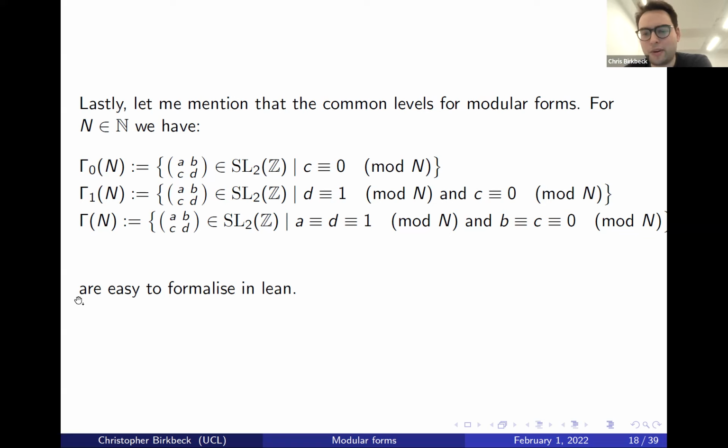And all of these things have been formalized in Lean. I formalized them as well, including the definition of a congruence subgroup and a few basic properties of congruence subgroups. But this isn't very hard. The matrix and group parts of Mathlib are quite well developed, so this is pretty easy to do.